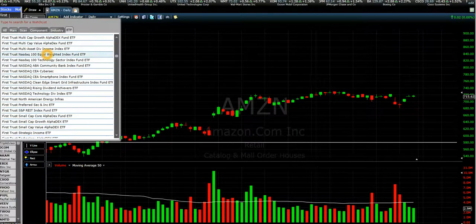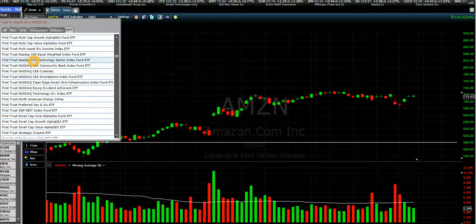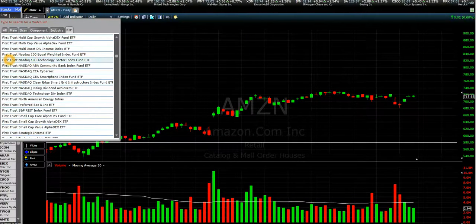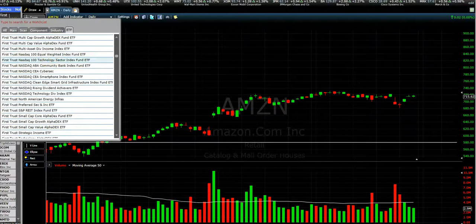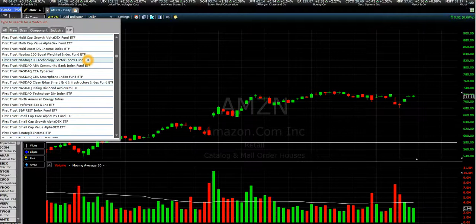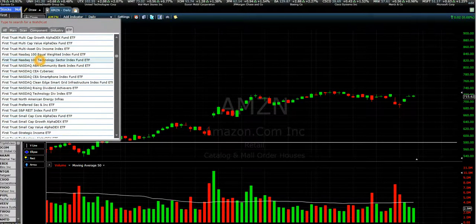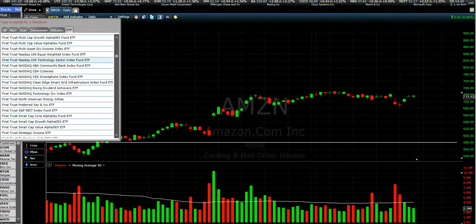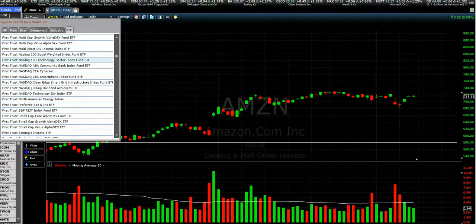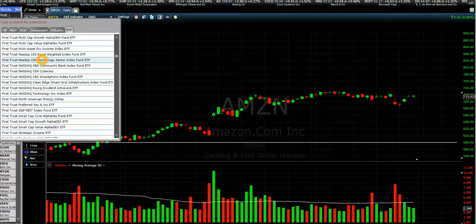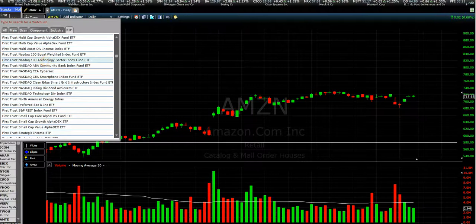Take this one. It's called First Trust Nasdaq 100 Technology Sector Index Fund ETF. What does it mean? It means we should see 100 stocks from the technology sector. So when you click on that ETF, it will show you the 100 stocks that belong to it.